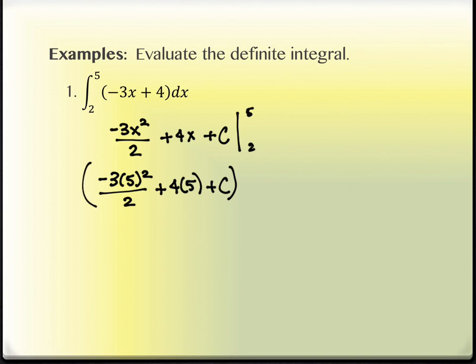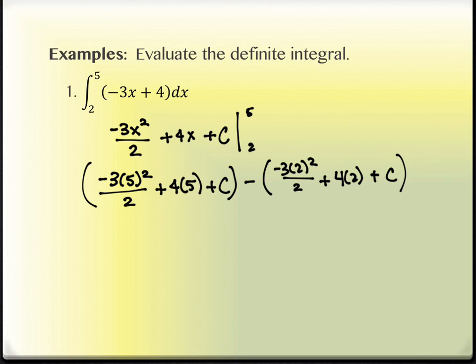And all of that is going to subtract off. Now we're going to plug the 2 in. So negative 3 times 2 squared over 2 plus 4 times 2 plus c. That's the fundamental theorem of calculus that we just saw. It says take the antiderivative, which we did, and then plug in the upper limit of integration, and plug in the lower limit of integration, and subtract the two of them.